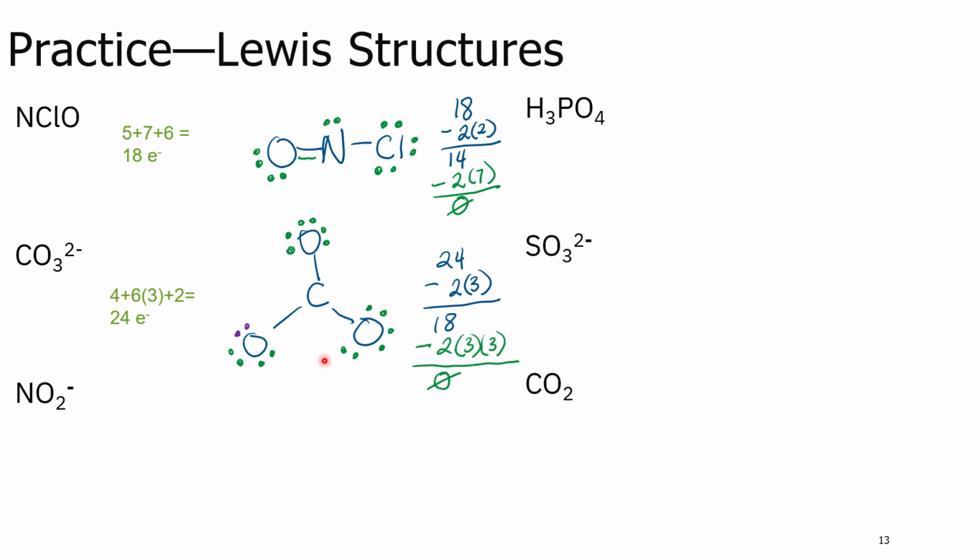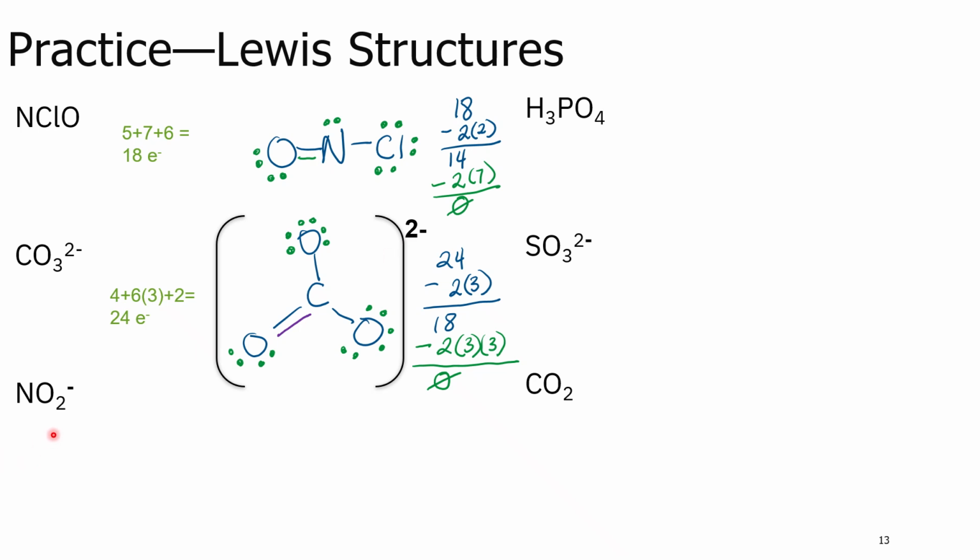Convert one lone pair from the oxygen into a double bond with carbon. Because this is an ion, we will need to place the entire Lewis structure inside of square brackets and write the 2 negative charge outside of the brackets.